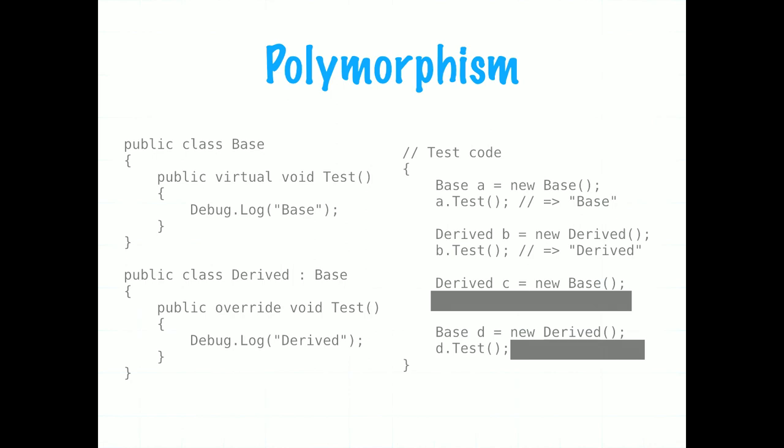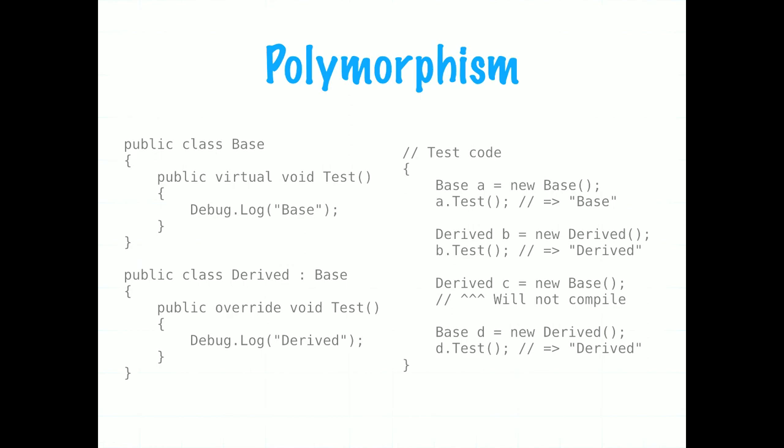These are the test functions. So basically, this is pretty easy, right? We have base A equals new base, it's obviously an output base. Derived B equals new derived, that's an output derived. And derived C equals new base, this is a compile error because you can't do that. That goes against the grain of what inheritance truly is, because we're going to say a base is not a derived, but a derived is a base. But anyway, this is where polymorphism starts in. If you have a base variable and you assign it a derived object, and you call this function, it's going to print out derived.